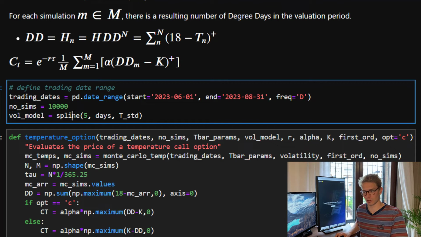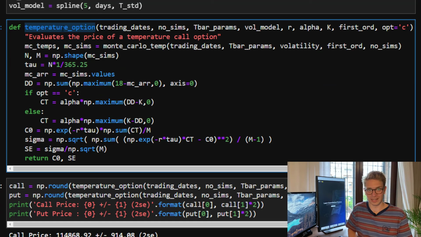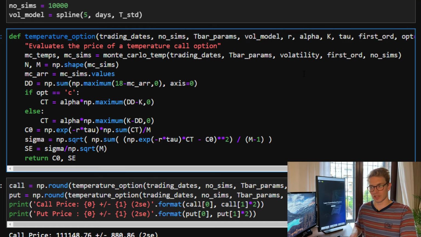We've got our volatility model, which is our spline. So now let's define a function to actually compute the Monte Carlo price of a temperature call option. In the previous video, we went through how you can simulate the temperatures under a Monte Carlo simulation. So there we get back our simulation of the temperatures for each day on each of the simulations. We can define the shape, so the number of days n and the number of simulations, by the shape of our array here.